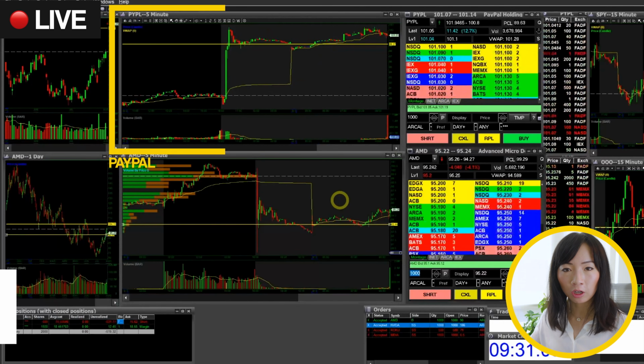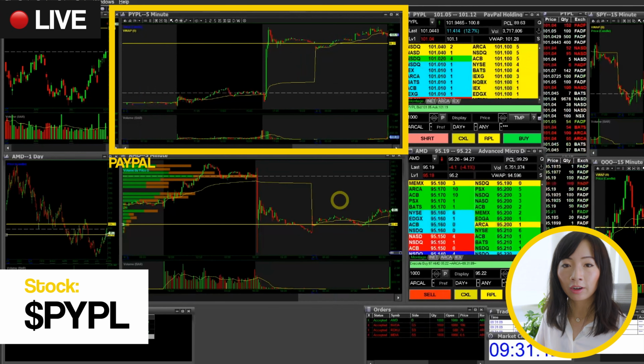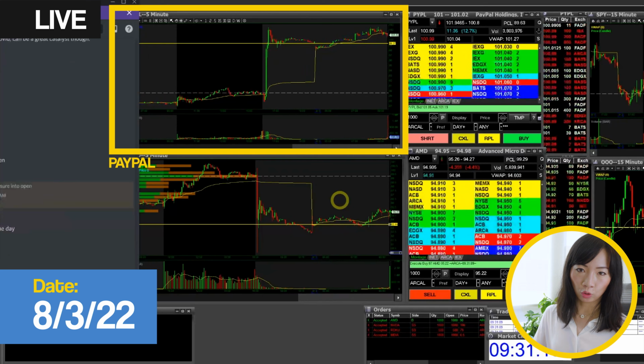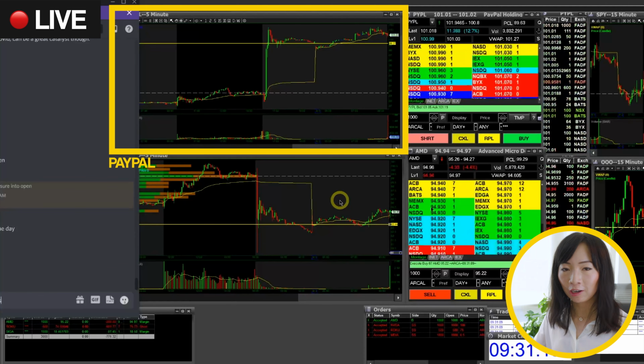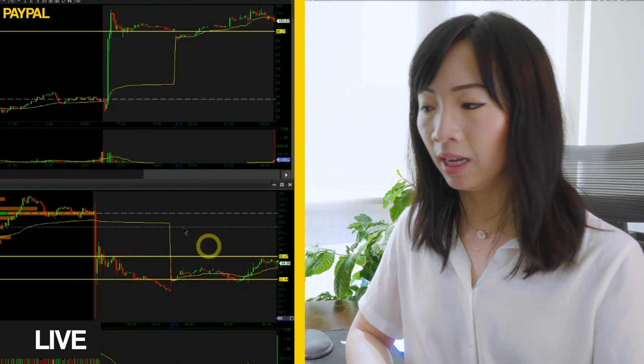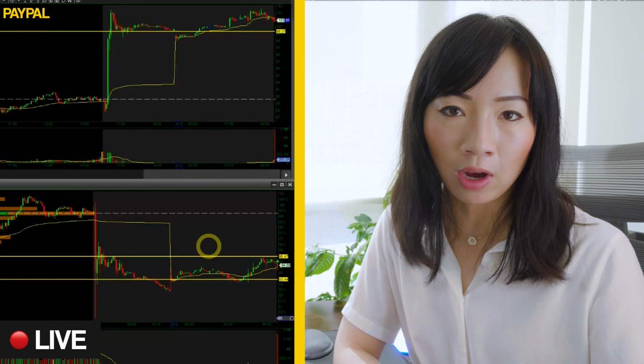So the next stock we're going to be looking at is PayPal on the long side. This is a trade that took place on August 3rd, I believe, and it's actually a losing trade. But don't worry, I'll still be sharing my thought process behind this losing trade, my entries, exits, and why I stopped out, and how to minimize your losses if you're ever wrong.